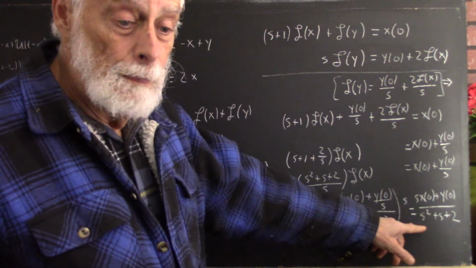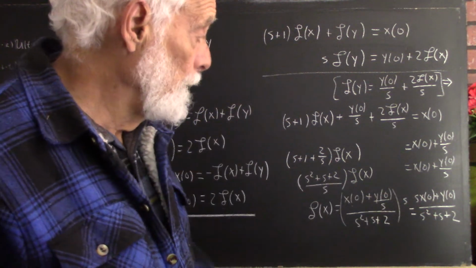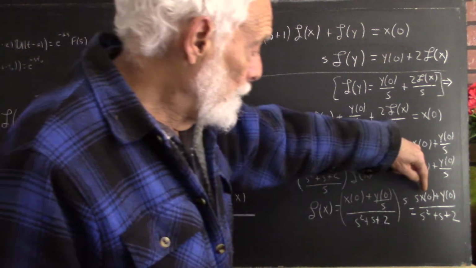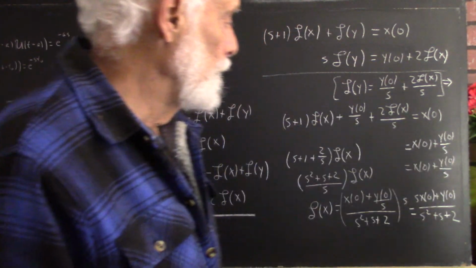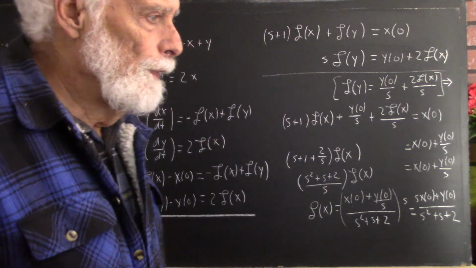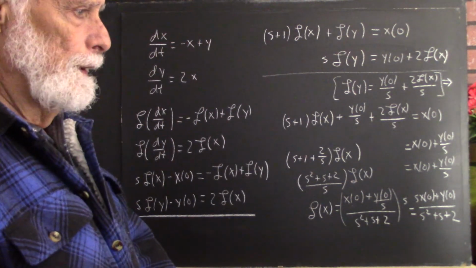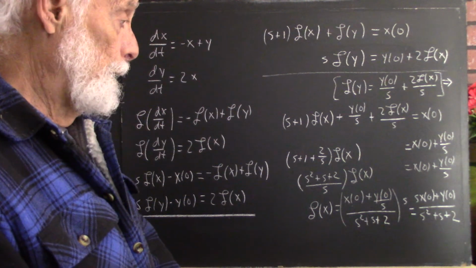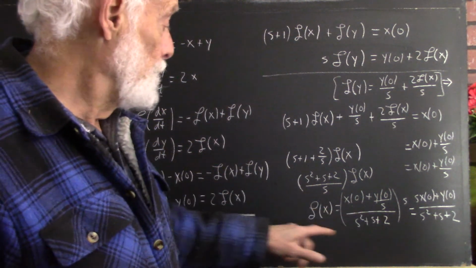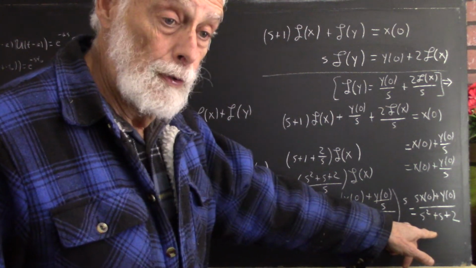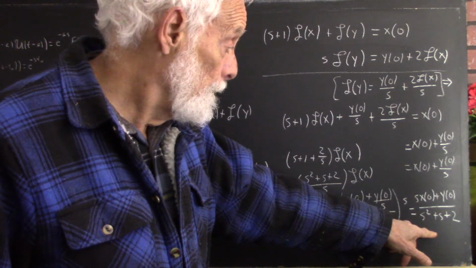inverse transform, or perfectly good transform over here. We've got to inverse transform it. And the way we do that depends on what x of 0 and y of 0 are. But you see from this example that we get something that we can work with. So we can figure out what our x function is just by inverse transforming whatever we have here.